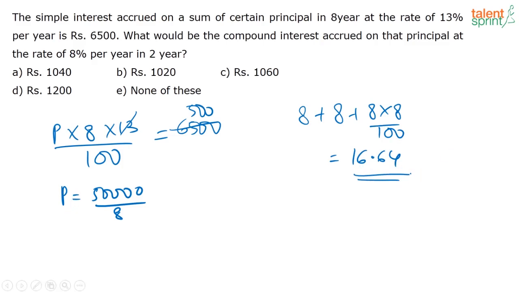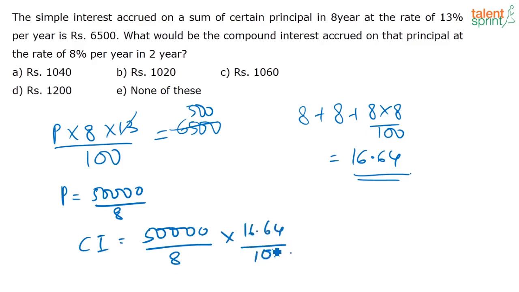So what will be the compound interest that you get? The compound interest that you get is nothing but 50,000 divided by 8 into 16.64 divided by 100, correct? So 8 will actually go in this 2.08, correct? So 2.08 into 5, you know it is 10.4, correct? So 1040, removing the point. So the answer for this question is option A. Let's move on to the next question.